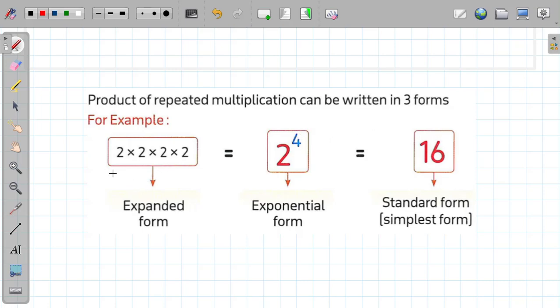So the first one is the expanded form of the exponent. The second one is the exponential form of the exponent or the power. And the third one is the standard form or the simplest form of the power or the exponent. So it's the final result of the multiplication.